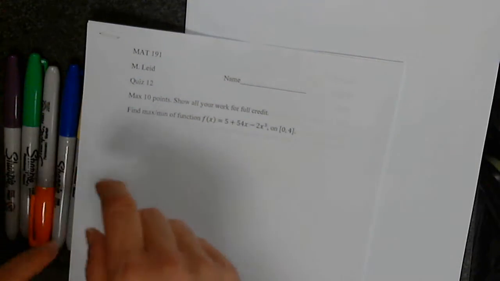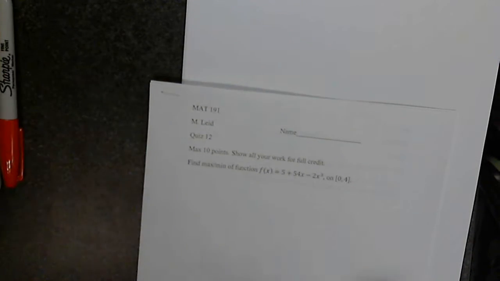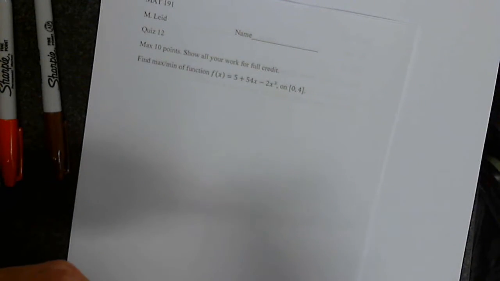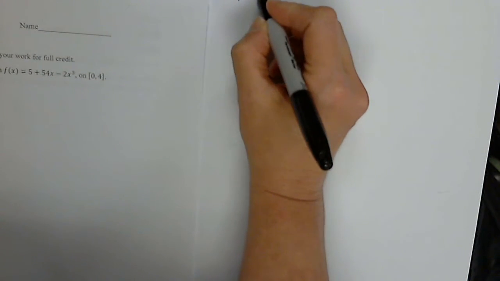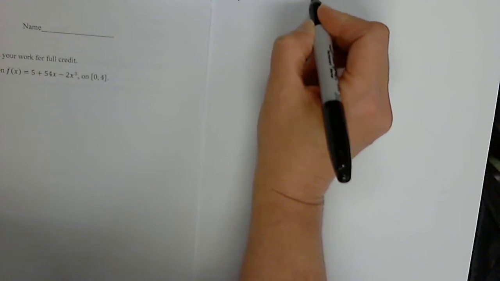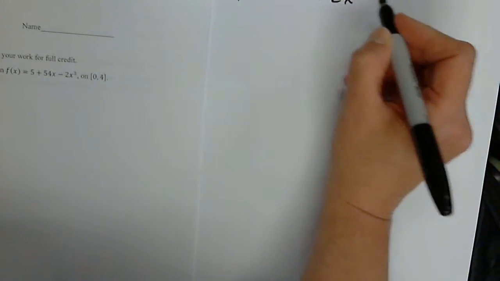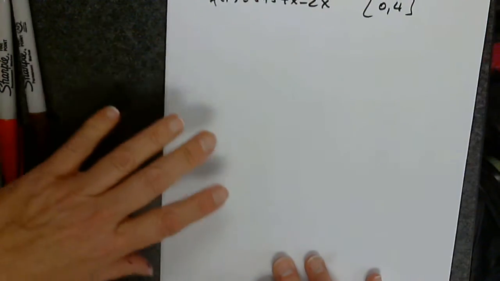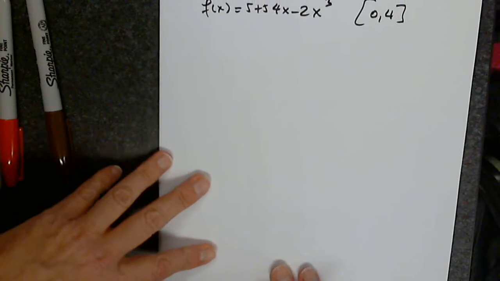With number 1. Okay, you know that these problems will be on the test, correct? Not the exact ones. So I'm given a function which is 5 plus 54x minus 2x cubed. I'm given a restricted domain, and I'm asked to find the max and min. You have something like this in your notes, correct?